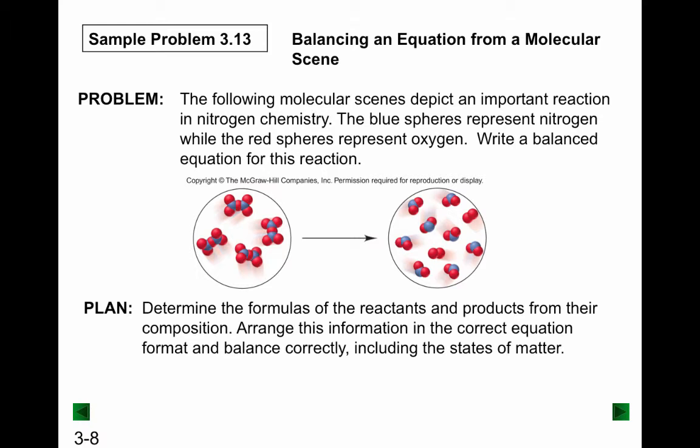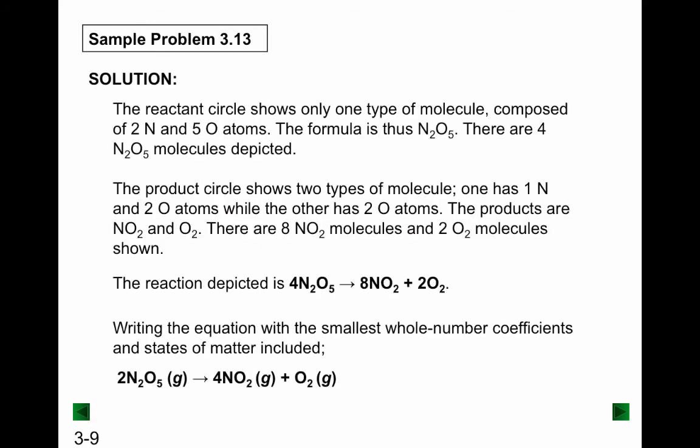So what is our plan to solve this problem? To write a balanced chemical equation, we first have to determine the formulas of the molecules and obtain a coefficient by counting the number of each molecule. Then we rearrange this information in the correct equation format using the smallest whole number coefficients and including the states of matter. Try writing the balanced chemical equation for this molecular scene before moving on to the next slide where you can check your work.